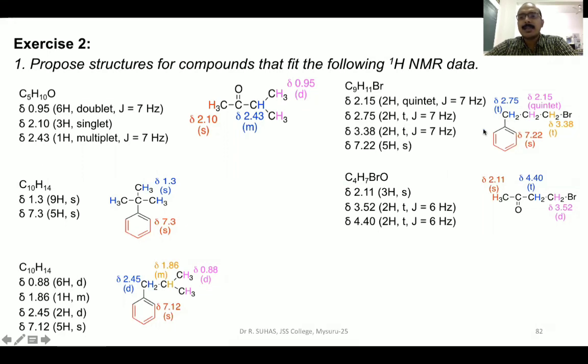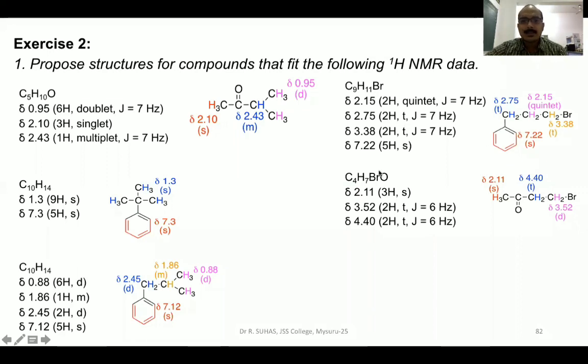Therefore, the structure is a mono-substituted benzene ring with CH2, CH2, CH2. The terminal one will be Br. Br is an electronegative element, and hence the value of these protons will be 3.38. It has a neighbor of 2 protons. 2 plus 1 is 3. It appears as a triplet. And for this, 4 plus 1 is 5. That is a quintet. The delta value will be 2.15. For this, the neighbor is 2. 2 plus 1 is 3. It appears as a triplet. And this is methyl benzene type. That's why the value will be 2.75.